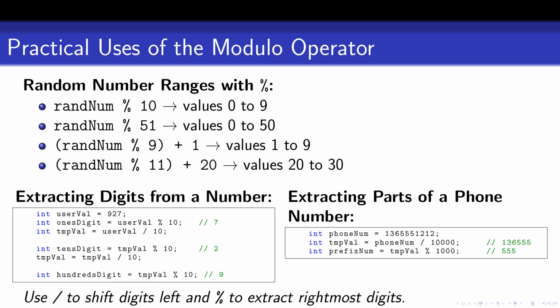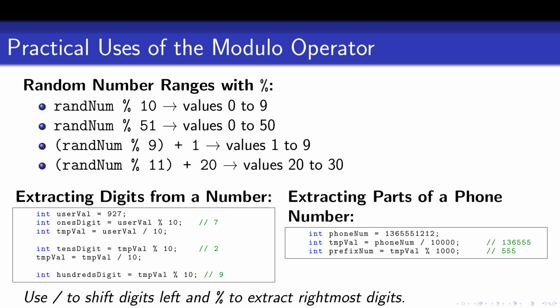Let's look at some common uses of the modulo operator. One major application is generating random numbers in a fixed range. If you use rand modulo 10, you'll get a number from 0 to 9, 10 possible values. Want 0 to 50? Use rand modulo 51.